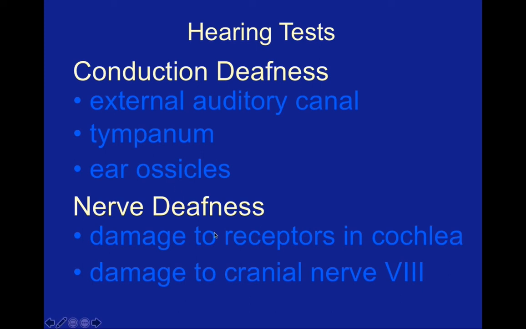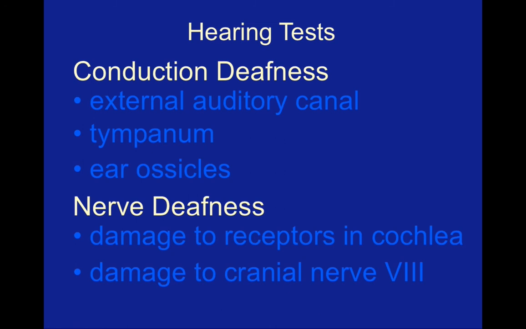In terms of nerve deafness, which is our other type of deafness, this is going to refer to damage to the vestibulocochlear nerve directly, or perhaps damage to the receptors that can be found inside of the cochlea. These are the hair cells. If the hair cells in some way are not functioning as they should, despite the fact that there are vibrations moving back into the cochlea, they're not going to be transmitted into cranial nerve number 8.